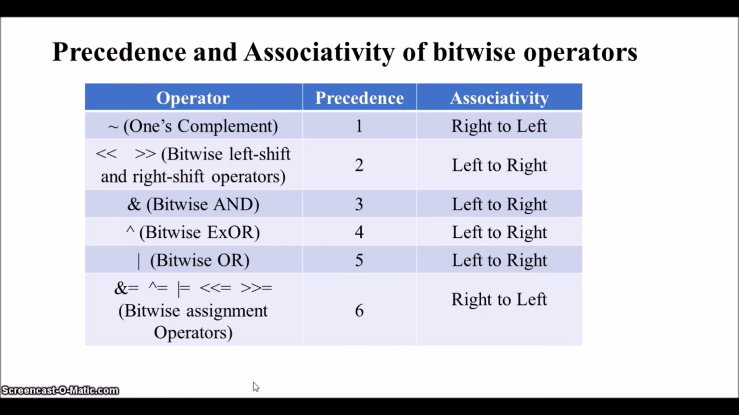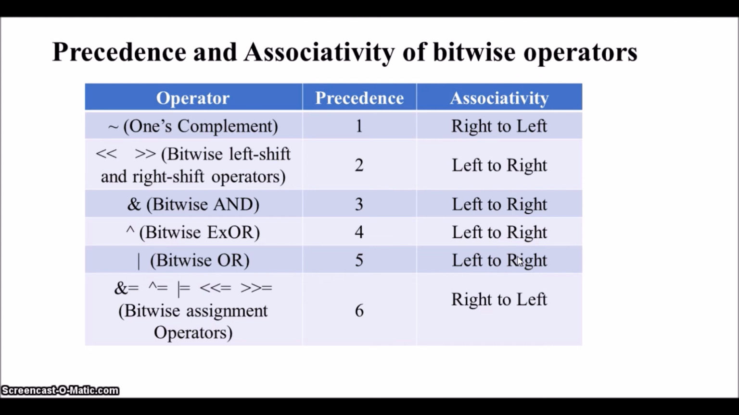Lastly, let's check the precedence and associativity of bitwise operators. The highest precedence goes to one's complement and its associativity is right to left. The second precedence is given to the left shift and right shift operators, and its associativity is from left to right. The third precedence goes to the bitwise AND operator, whose associativity is left to right. The fourth precedence goes to the bitwise exclusive OR operator. Again, its associativity is left to right. The fifth precedence goes to bitwise OR. Again, its associativity is left to right.